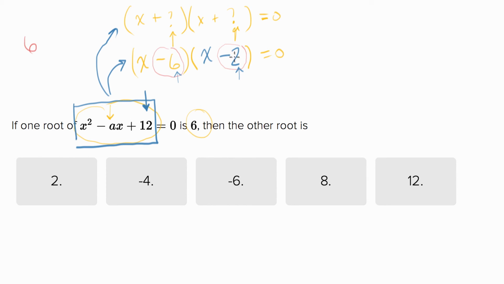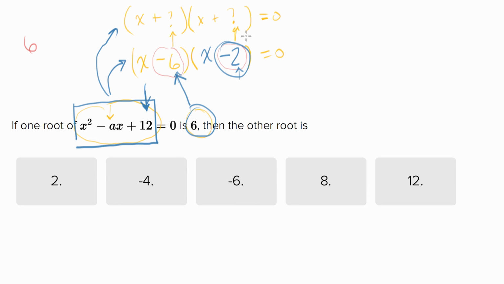So this will be your binomial. This is your quadratic. It's x minus 6 and x minus 2. Right? The way you can test this is multiply the negative 6 and the negative 2. Do you get 12? And the answer is yes. They also told us that one of the roots is 6. Do you have a root that's 6? Yes. So this must be the other root.